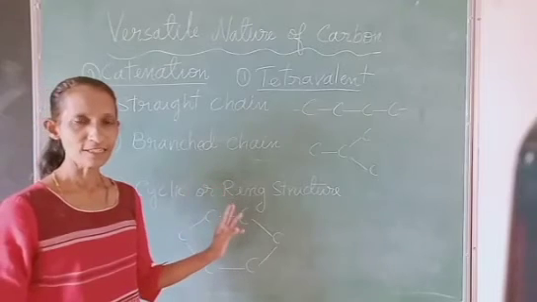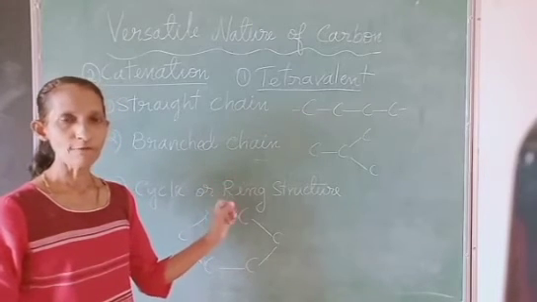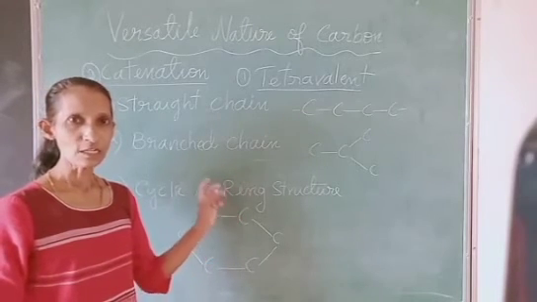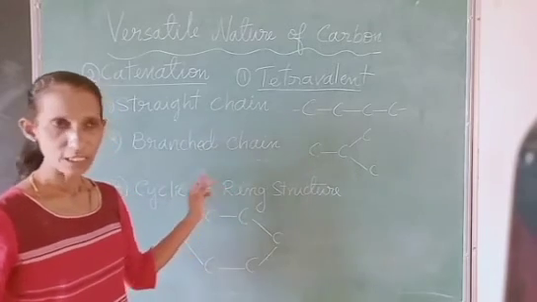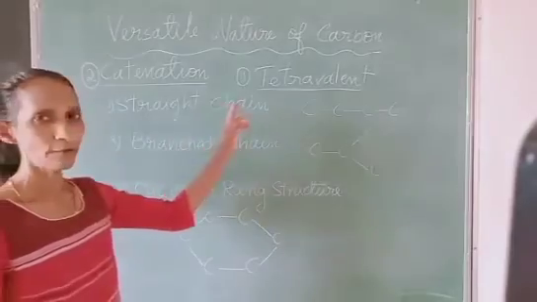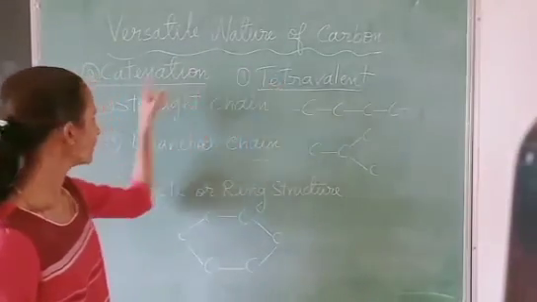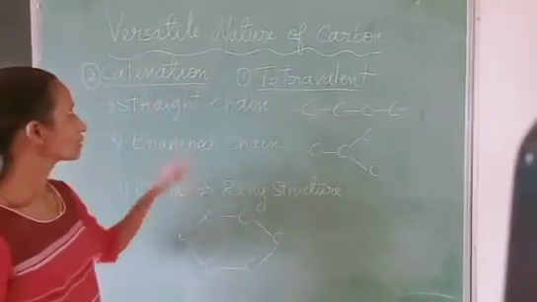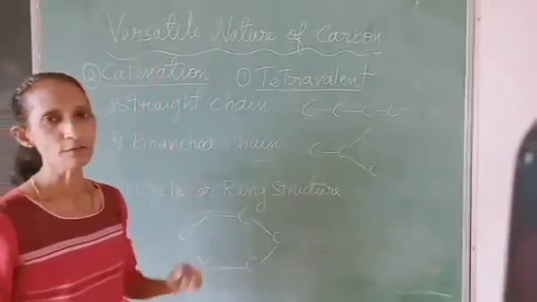What is catenation? What are the possibilities of catenation? Students, read your textbook. It is given in your textbook. The unique properties of carbon are tetravalency and catenation. This is called the versatile nature of carbon.